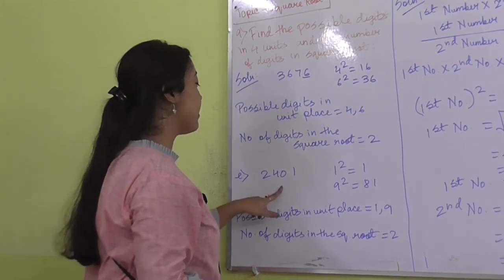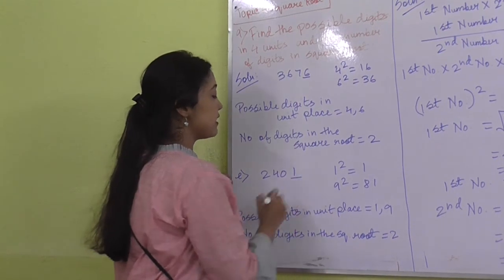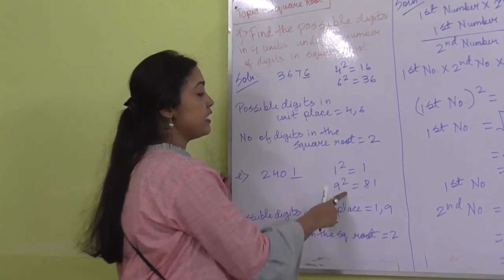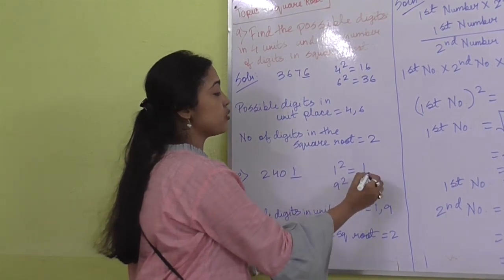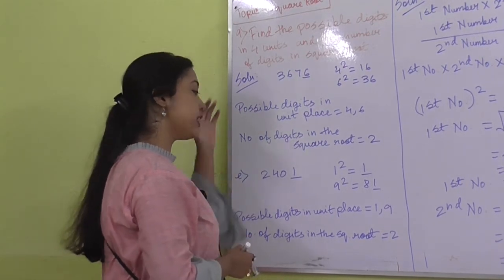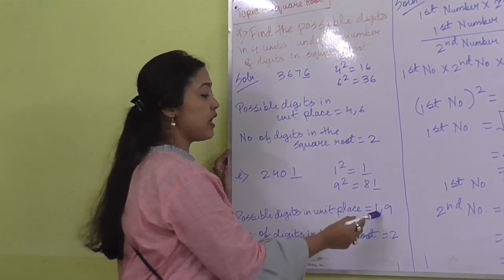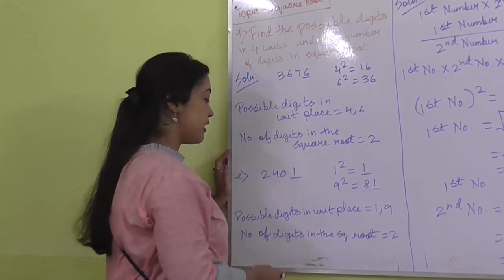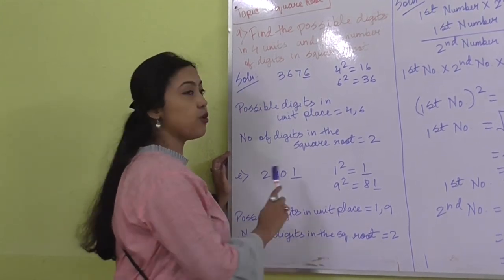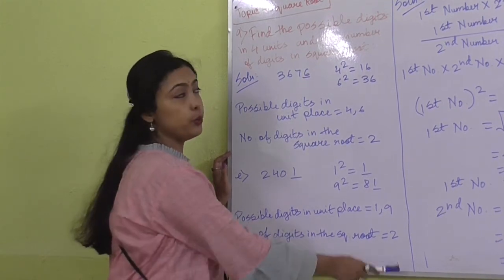Next, another number is given: 2401. Here you can see that in the unit place the number 1 is given. So 1 square is 1 and 9 square is 81. Here the unit place is 1 and here also the unit place is 1. So the possible digits in the unit place of the square root of 2401 will be 1 and 9. And the number of digits in the square root will be 2. Why is it 2? Because it is a 4-digit number.